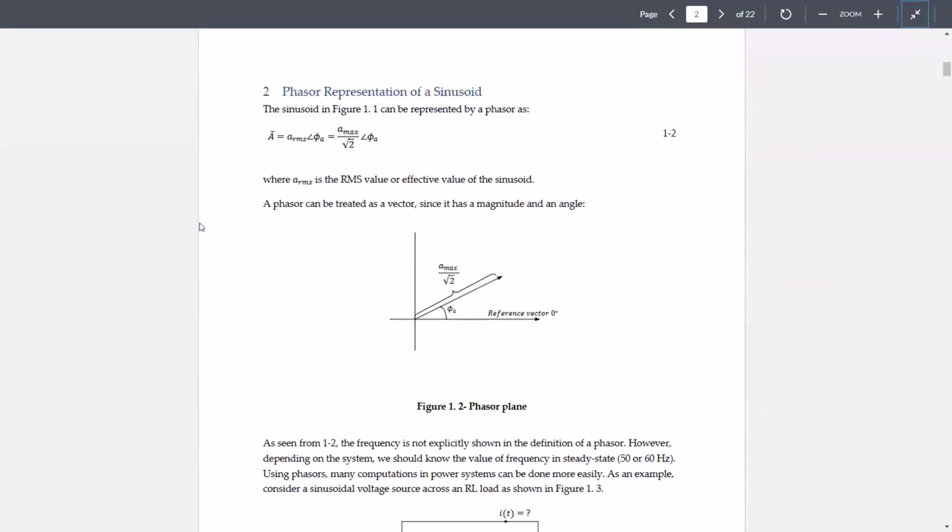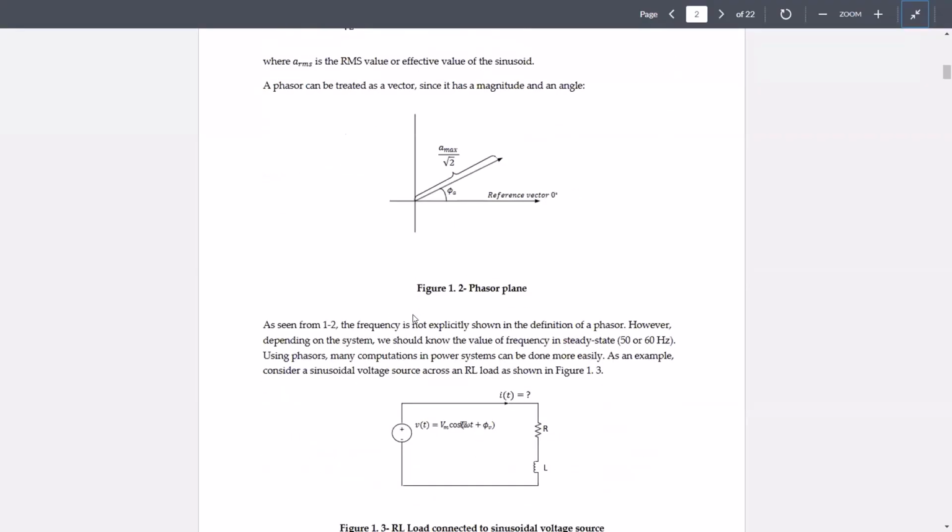A phasor can be algebraically treated as a vector because it has an angle and a magnitude. So you can represent that on a complex plane using a vector and do the same type of algebraic summation, subtraction, and so on as you do on vectors with a phasor as well.